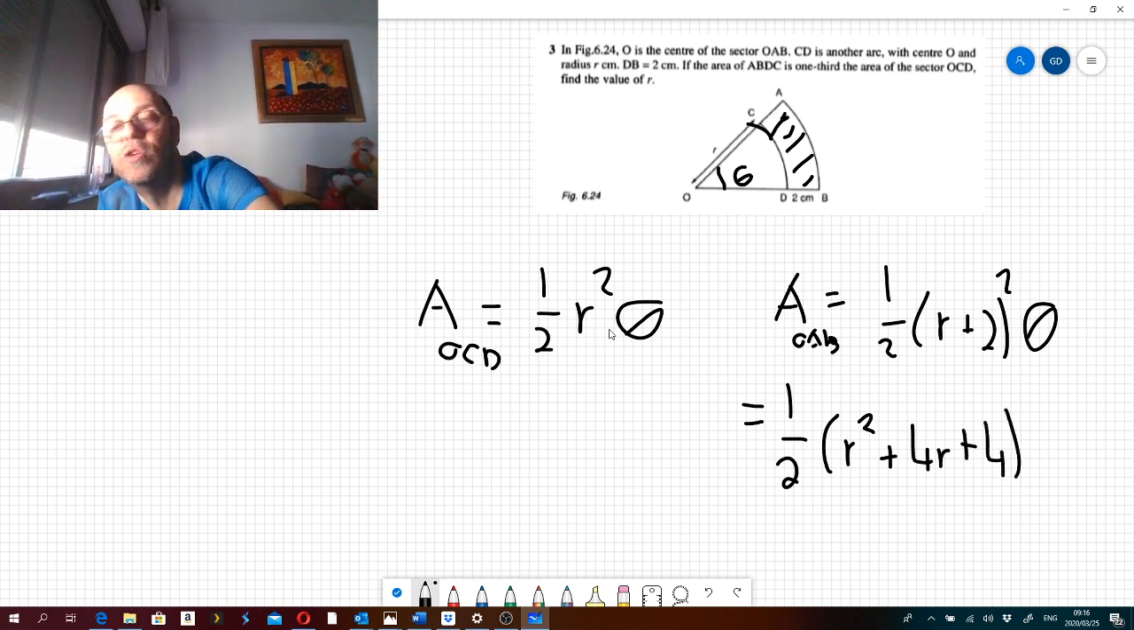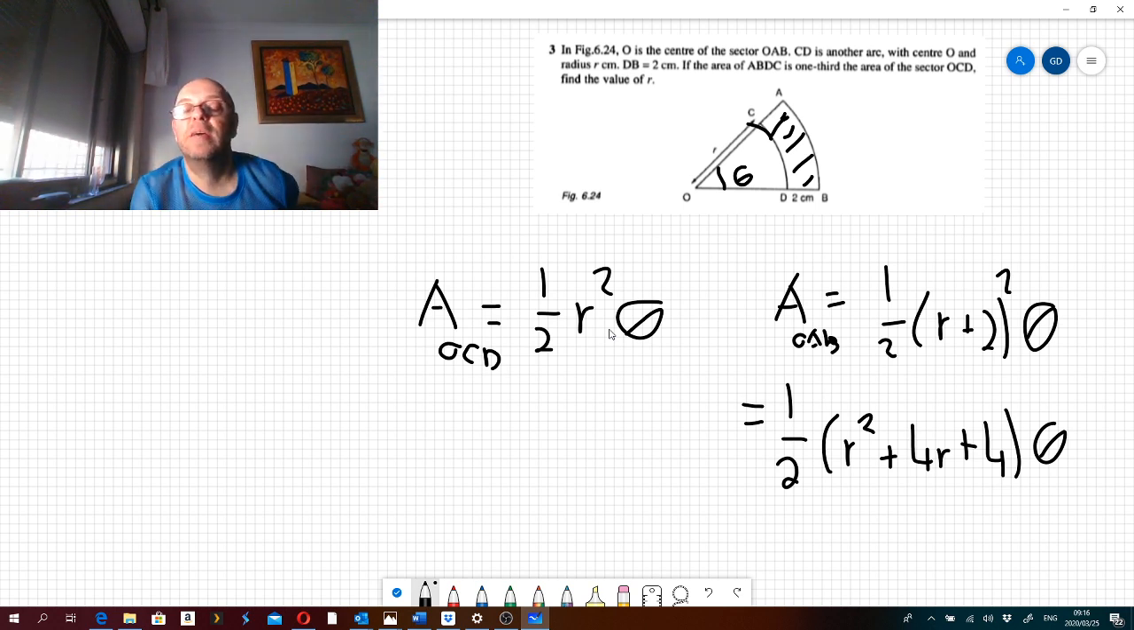Now remember, if you're not sure how to multiply out, this is a very important thing that you've been doing in IG work: being able to multiply two brackets of r plus 2, or two brackets of any binomial term. You always get that middle term, so check that you get that correctly. So there are the area expressions for the two sectors. Now we want the little area in between, the ABCD. That's obviously the big area minus the small area.